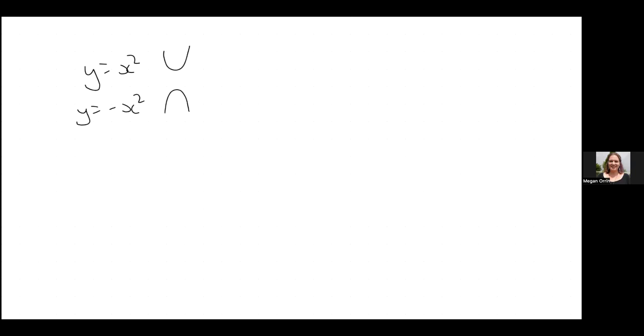Let's try again. All right, so we know the basic shape of quadratics. I don't know what's happening. All right, let's see what happens.